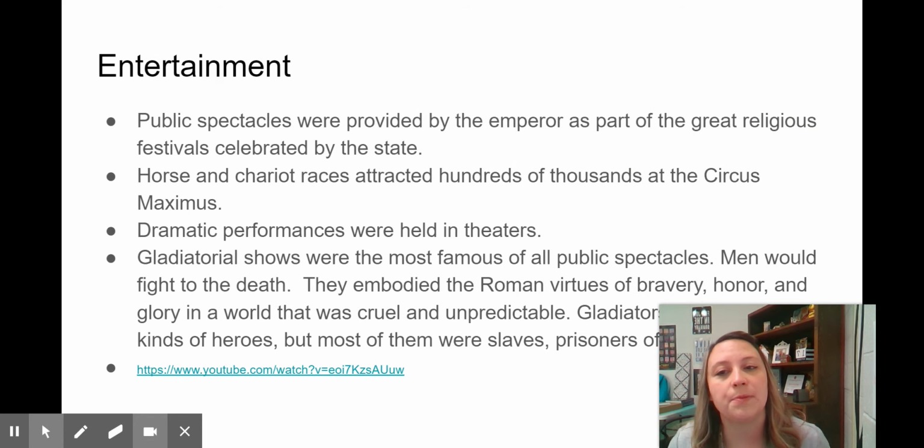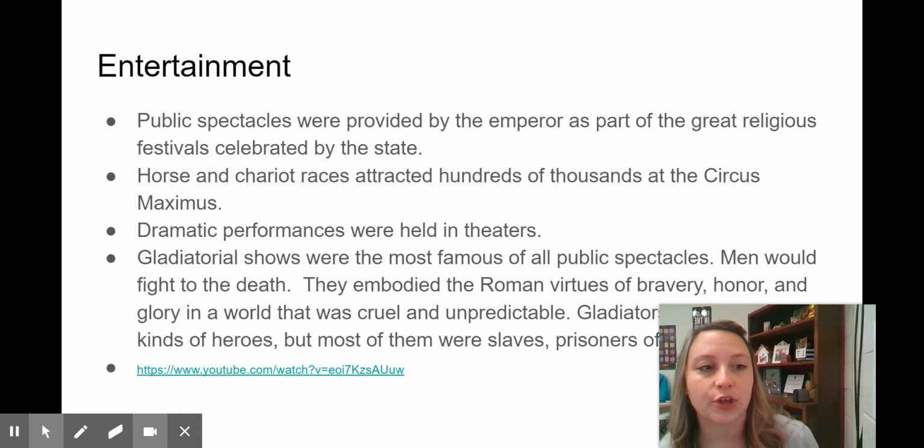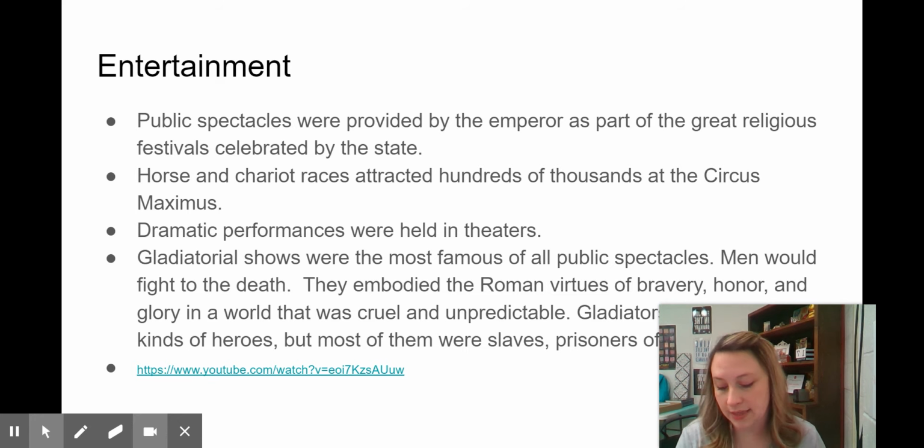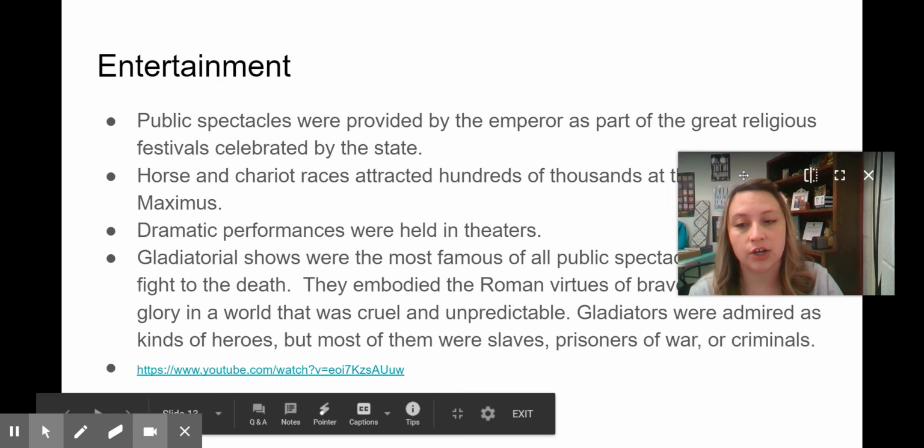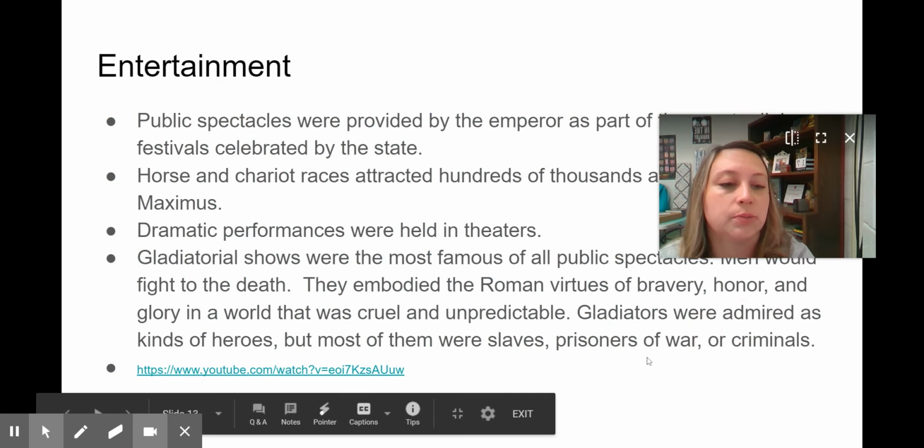So for entertainment, a lot of public spectacles were provided by the emperor as part of the great religious festivals celebrated by the state. Horse and chariot races attracted hundreds of thousands at the Circus Maximus. That's one of the really popular event venues. You'd have dramatic performances in theaters, and then gladiatorial shows. Those are the most famous of all the public spectacles. So men would fight to the death. They embodied the Roman virtues of bravery, honor, and glory in a world that was cruel and unpredictable.